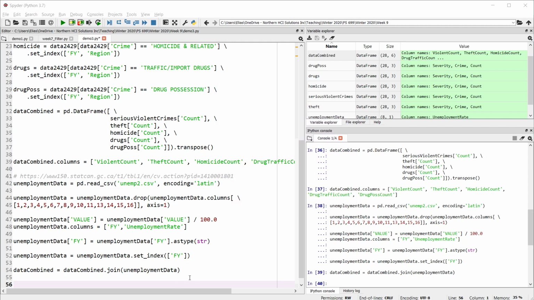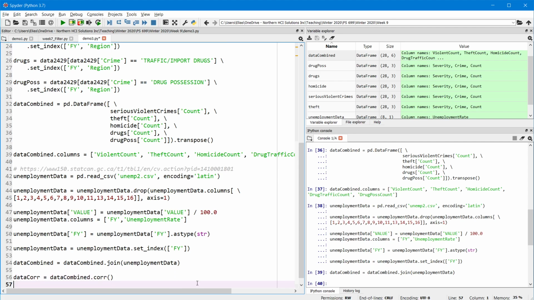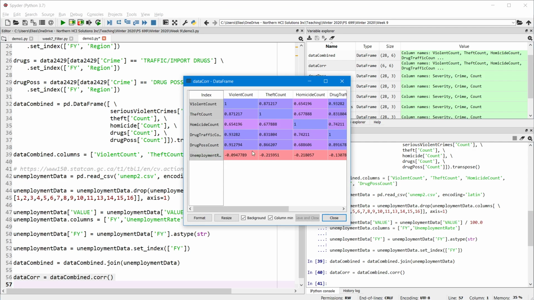Now, what does the correlation look like? We could create a quick correlation between these 2 and see. So if I do datacore equals datacombined.corr, we see that for violent crime and theft, they seem fairly heavily correlated, which is interesting. We see a negative correlation between unemployment rate and violent crime, but it's very small, so not really meaningful. In fact, not really any strong effects here.